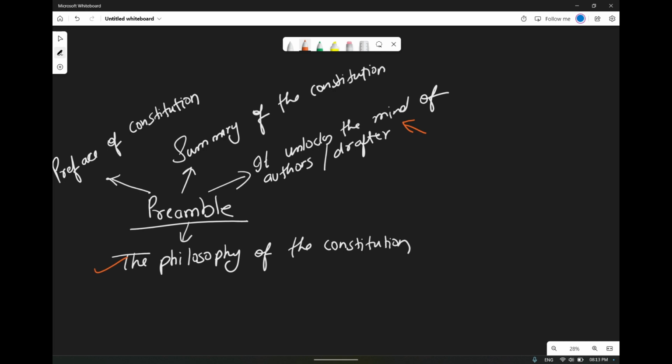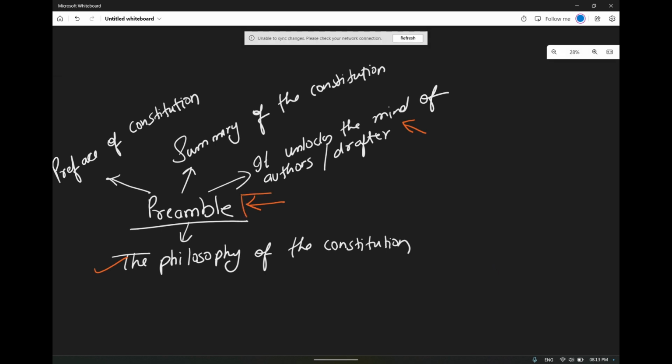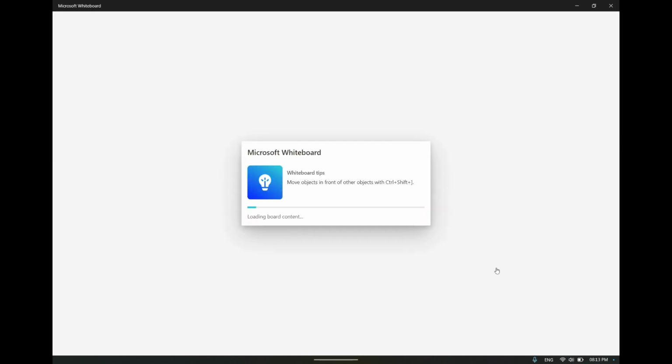Okay, in that case the Supreme Court has the power to interpret that point mentioned in the constitution. On what basis will that interpretation go? That interpretation will go on the basis of this preamble. What this preamble says, what this preamble is telling, on that basis the interpretation will be made.